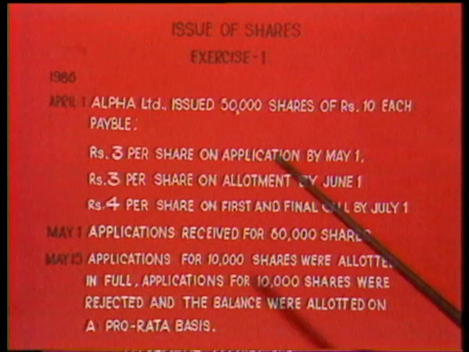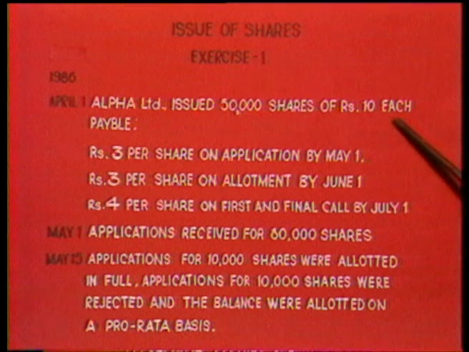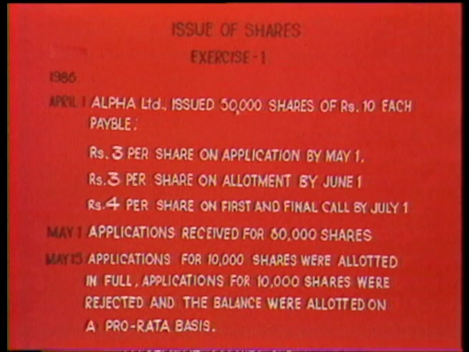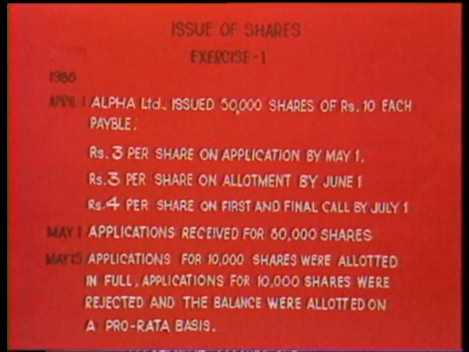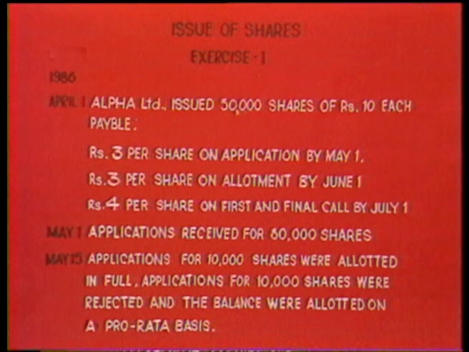On 1st April 1986, Alfa Limited issued 50,000 shares of 10 rupees each, payable rupees 3 per share on application by May 1st, rupees 3 per share on allotment by June 1st, and rupees 4 per share on first and final call by July 1st.